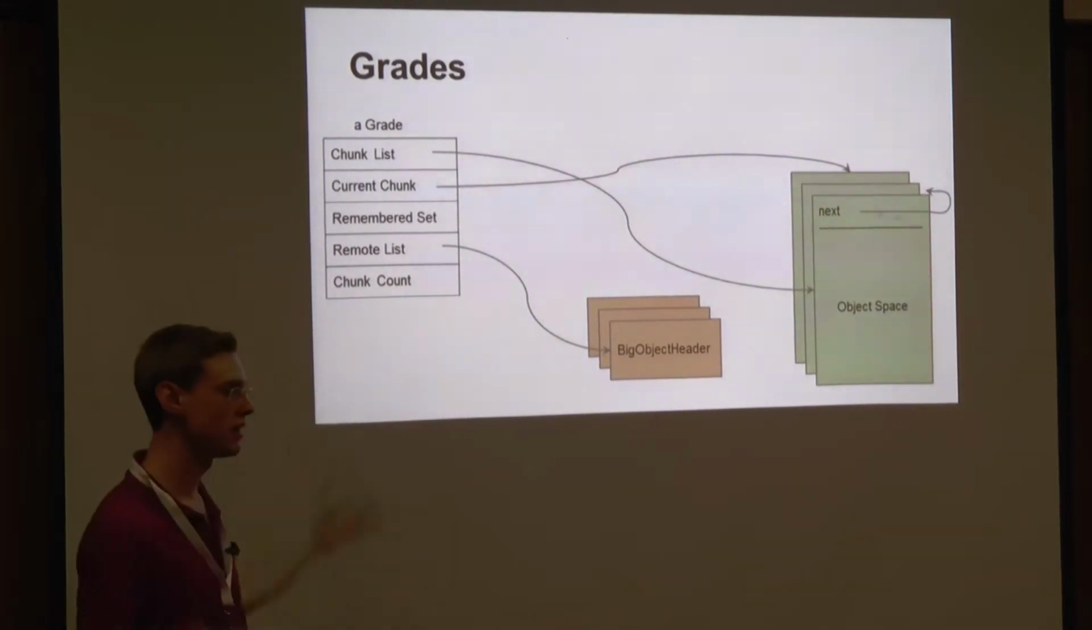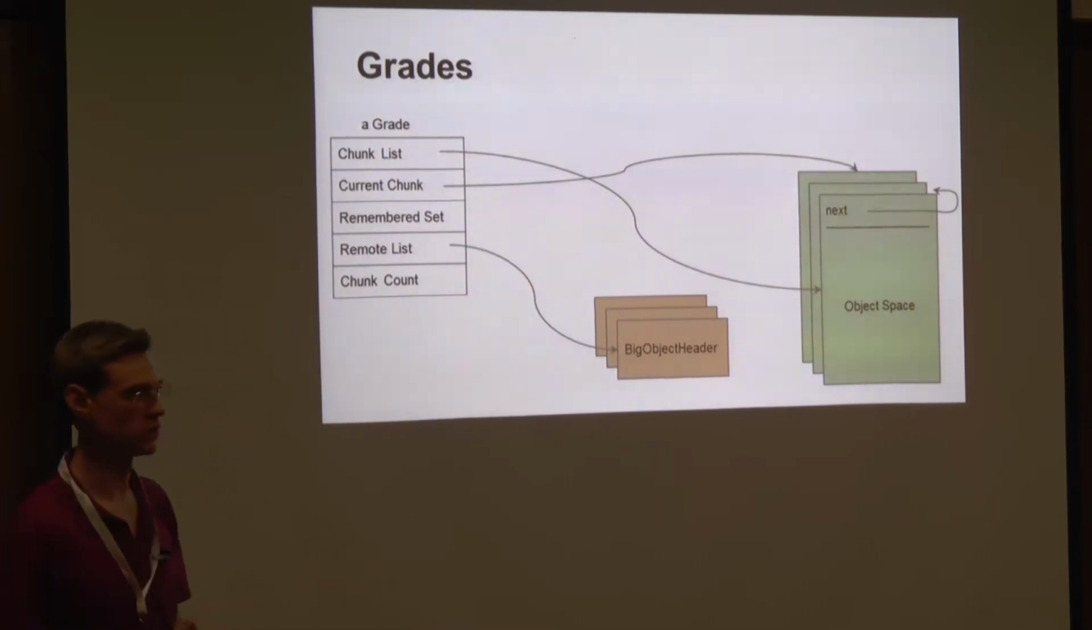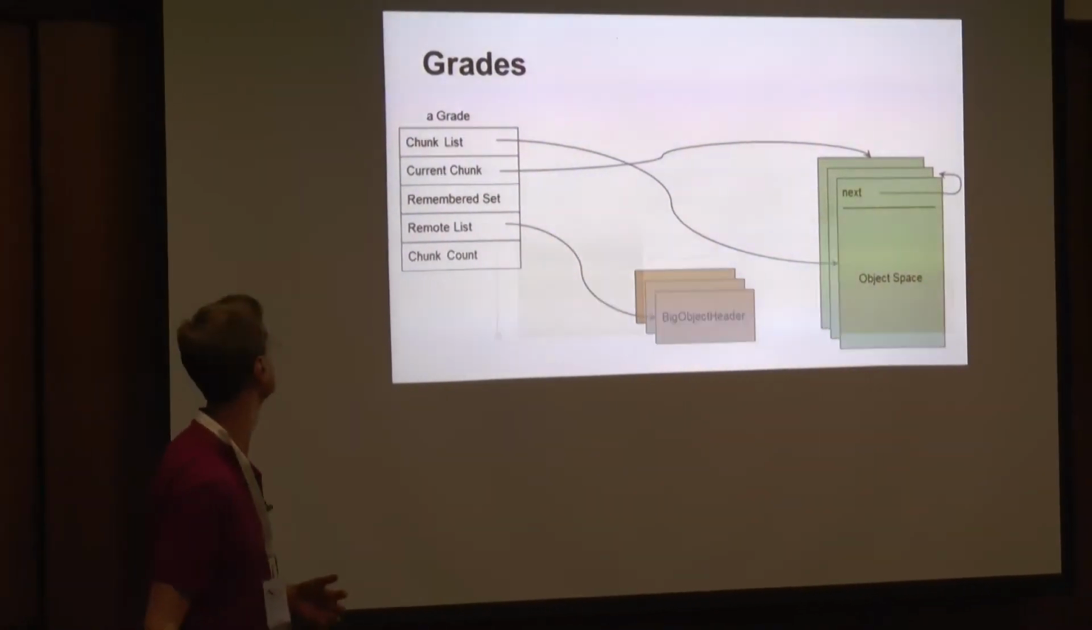Okay, and then also we have the number of chunks we've currently allocated in this grade. This is mostly for statistics, and as I go into GC metrics later, it'll be useful.